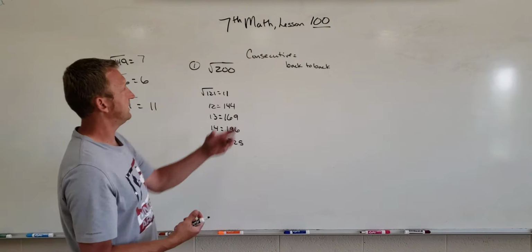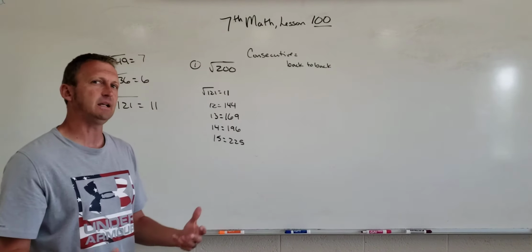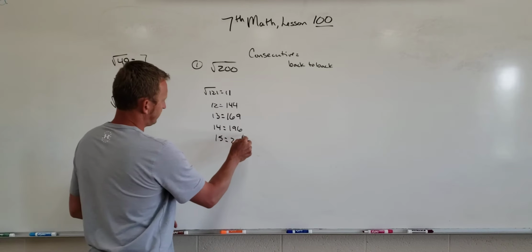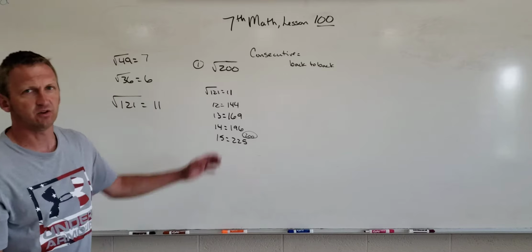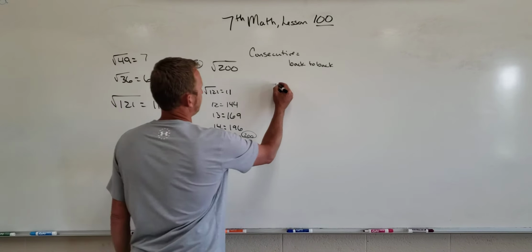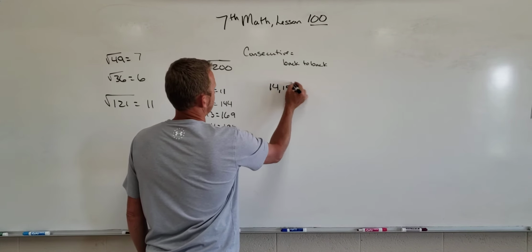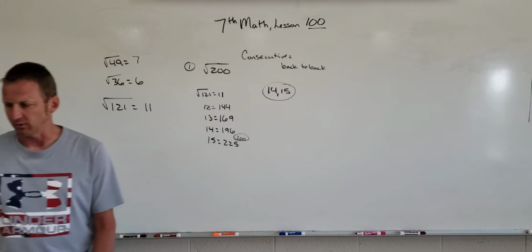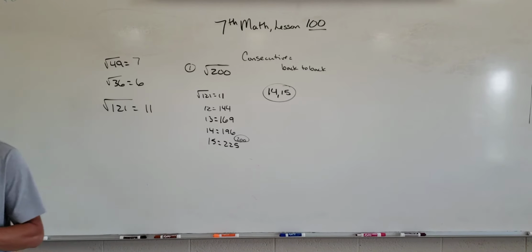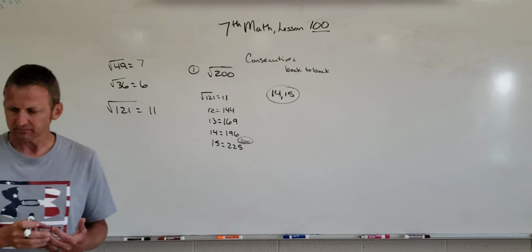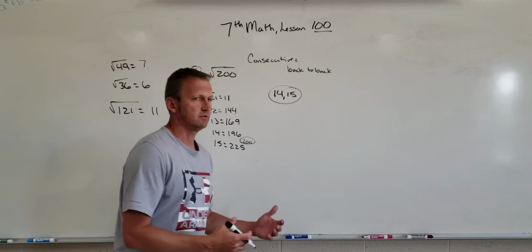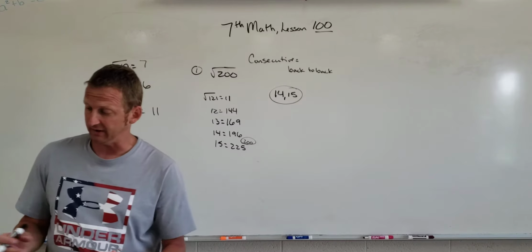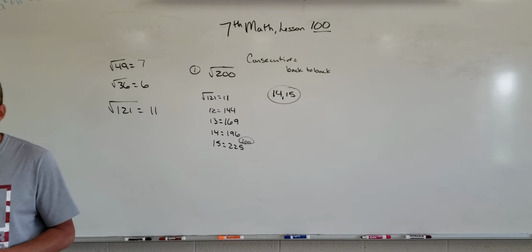So when it talks about consecutive numbers as this lie between, we know that this is 200. So if we look at these numbers, it's going to be between 14 and 15. So when it asks us these questions, this is what we're looking at. Lies between what two consecutive numbers? So you're going to have to do a little paperwork on that to double check that, okay?